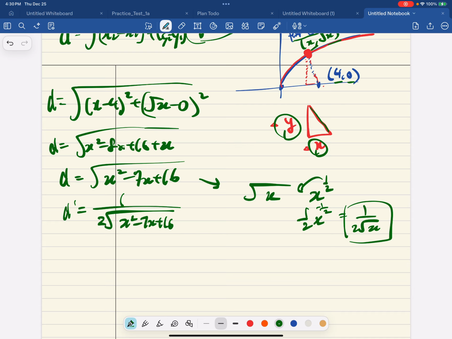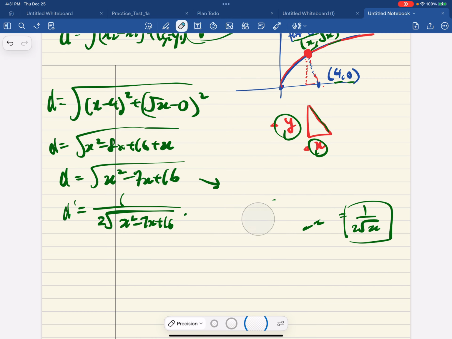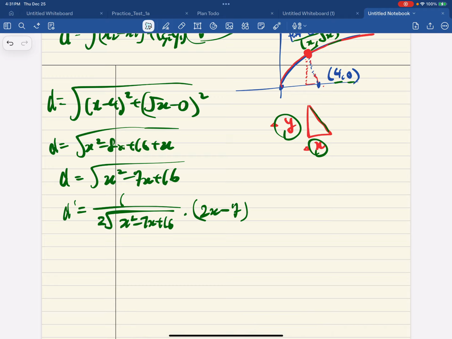But then there's the chain rule. Whatever is inside, we have to rewrite, but then with its derivative form. So inside will be 2x minus 7. So that's the derived form of our relationship.